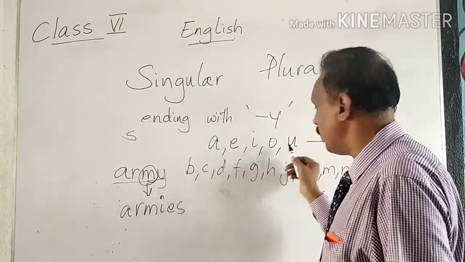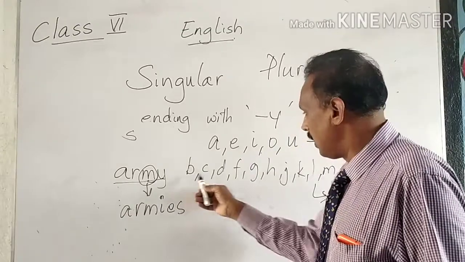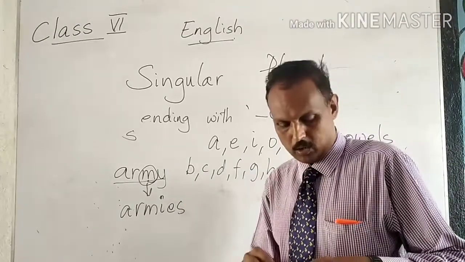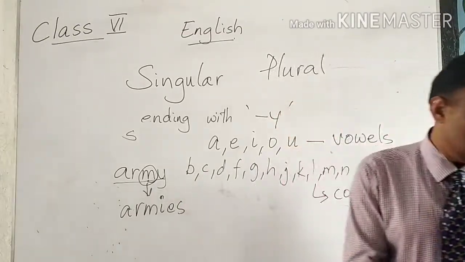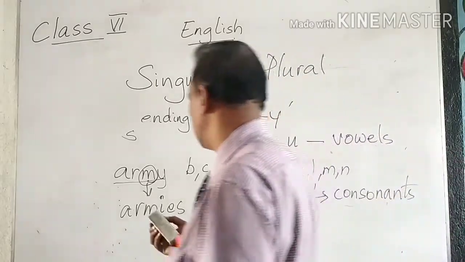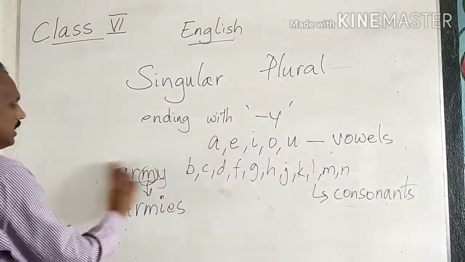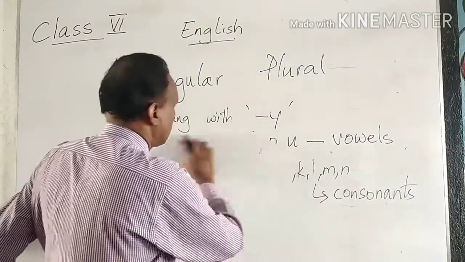So before that, what is a vowel and what is a consonant? A, E, I, O, U are the vowels. All other letters of the English alphabet, we call them consonants. You might have studied in the article also the usage of A and AN. What is a vowel and what is a consonant?